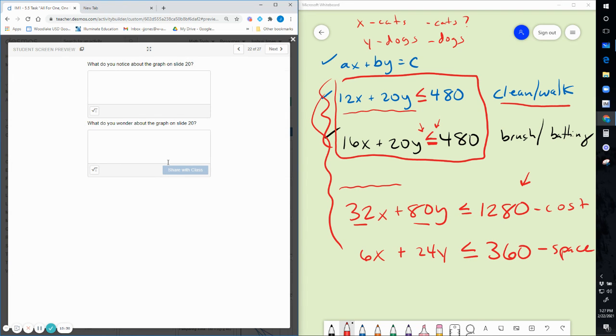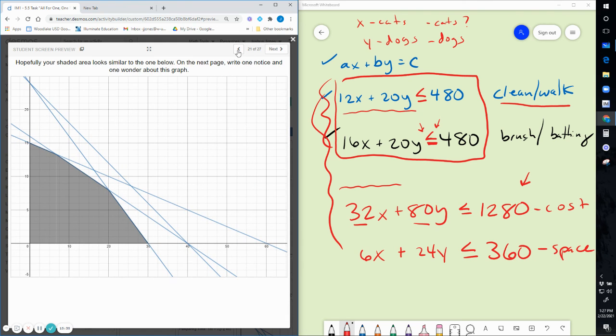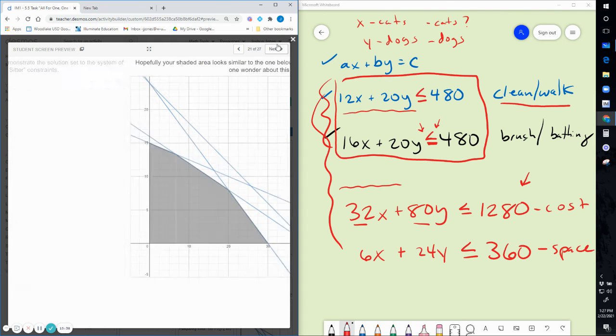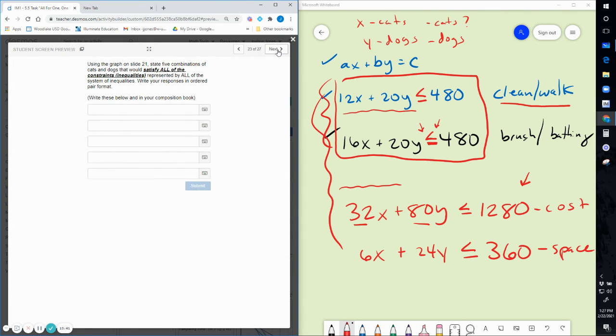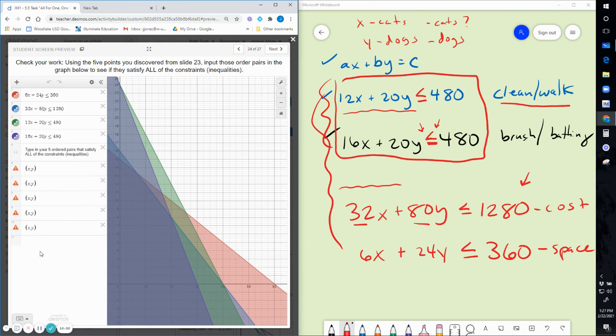All right, guys, go ahead and answer these questions. What do you notice about the graph on slide 20? What do you wonder about the graph on slide 20? That's this one. Okay. And then using the graph on slide 21, the one we just looked at, state 5 combinations that would satisfy all constraints. So what does it mean to satisfy all constraints? That means it's going to be in the super shaded region, right? So put your 5 points in there, guys. And then you're going to put the points right here, and hopefully they pop up in the super shaded region. Hopefully you realize it's all this area right here below all the lines at the same time. Put in your 5 points here.